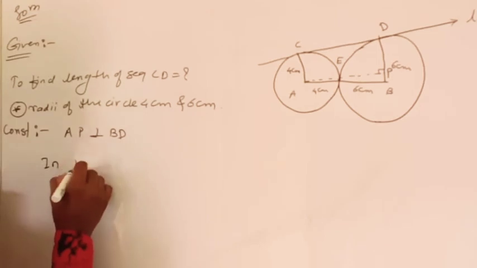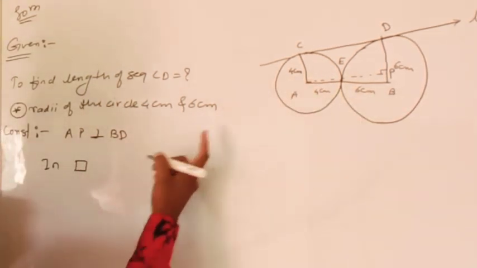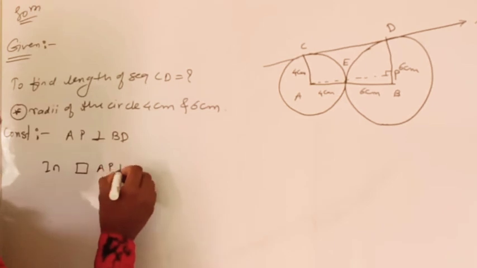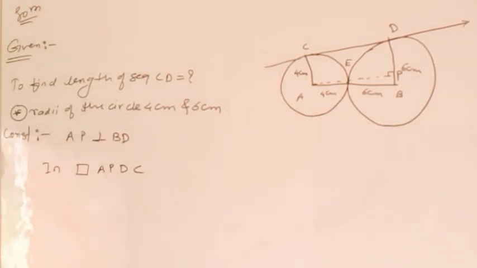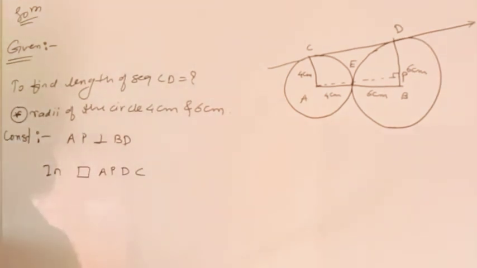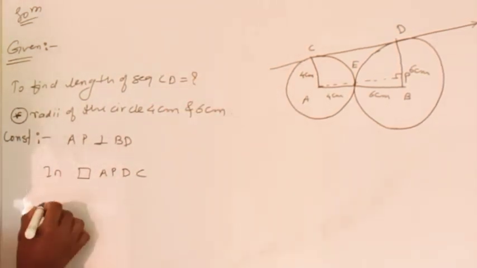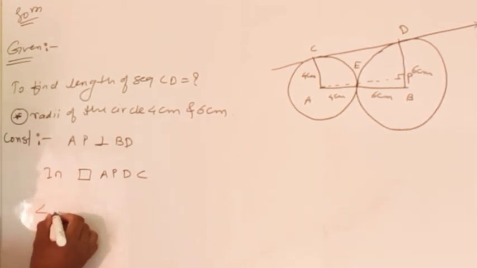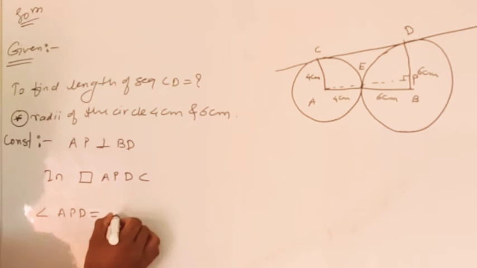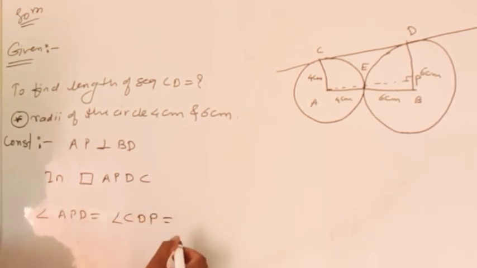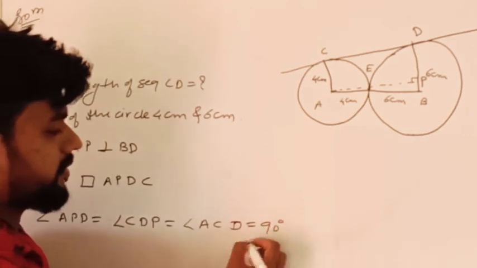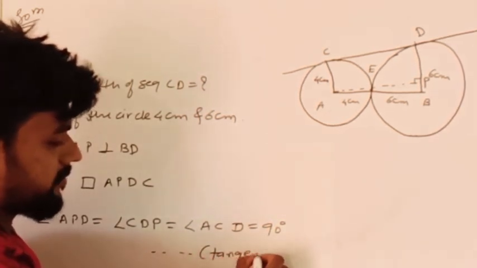So what can I do in this example now? In quadrilateral APDC, angle APD is equal to angle CDP is equal to angle ACD is equal to 90 degrees, because of the tangent theorem.